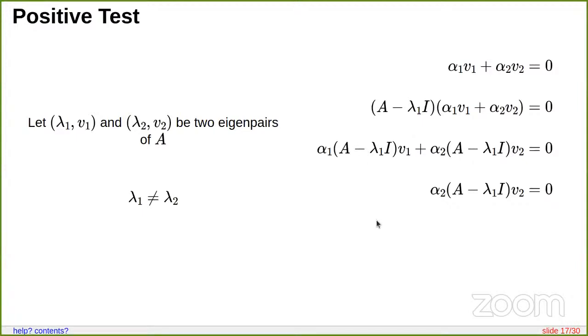Sir, from the first line, we get to know that alpha 1 V1 is minus alpha 2 V2. So in place of that, alpha 2 into A minus lambda 1 I into V2, can't we put it as minus alpha 1 V1? No, it's not simple mathematics. Order also matters. We can just simply write it as alpha 2 into lambda 2 minus lambda 1 into V2. Correct. Yeah, that is right.